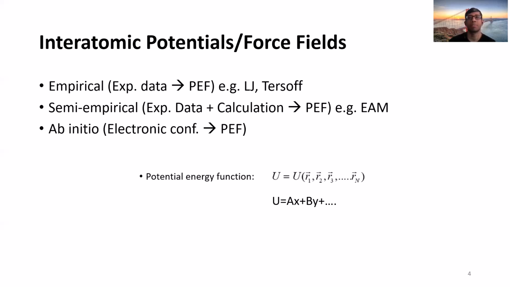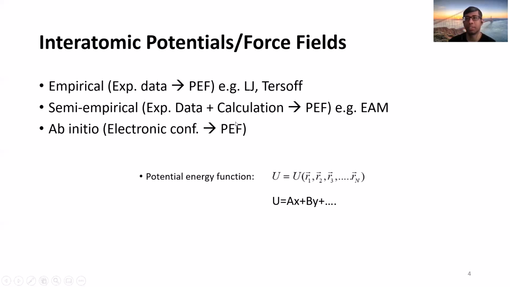So sometimes it comes from experimental data. When it comes from experimental data and based on which we can define our interatomic potential, it's called empirical potentials or empirical force fields. Some popular examples are LJ and Tersoff. Sometimes it comes from some experimental data, and some can be exactly calculated. In this case, it's called semi-empirical. For example, EAM or embedded atom potential. For fully empirical, some examples are LJ and Tersoff.